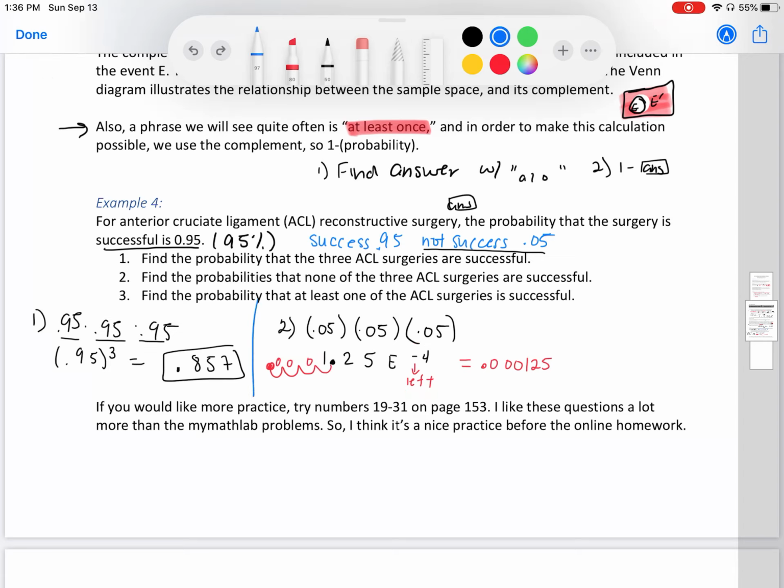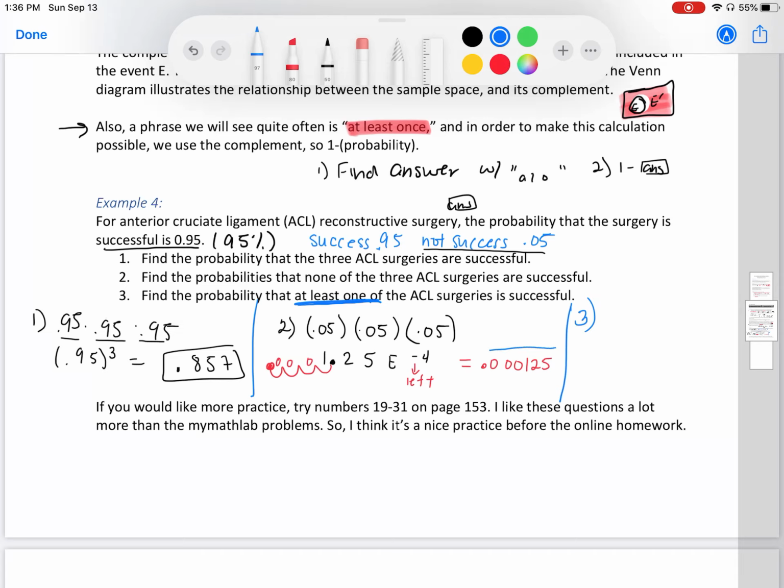All right, so we have our answers for 1, 2, now for 3. Find the probability that at least one of the ACL surgeries is successful. So we see that phrase, at least one. So we're talking that at least one of the 3 are successful.